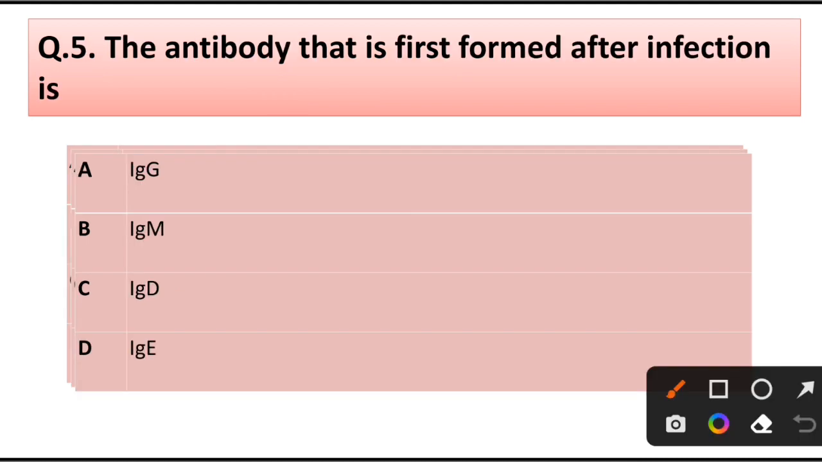Question 5. The antibody that is first formed after infection is IgG, IgM, IgD, IgE. Correct answer is option B. IgM.